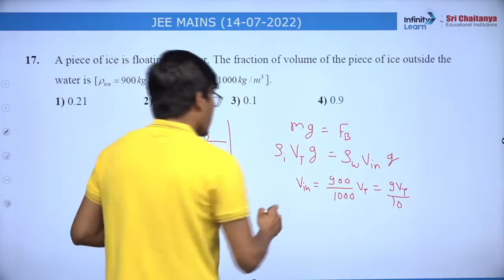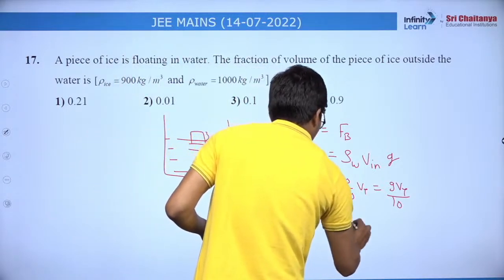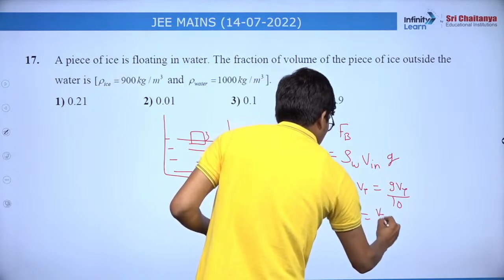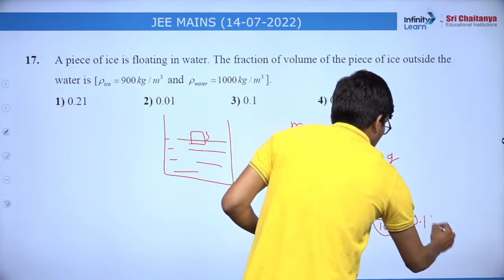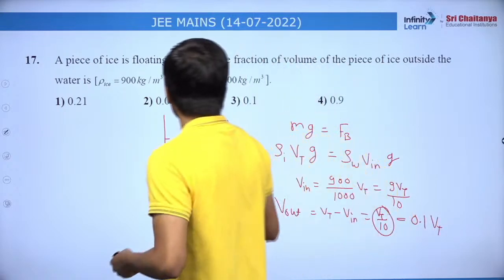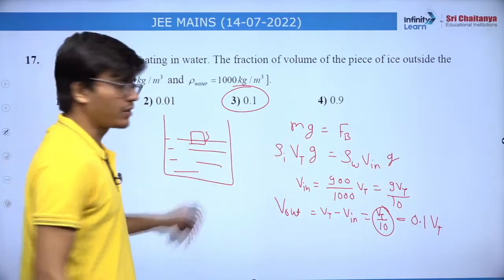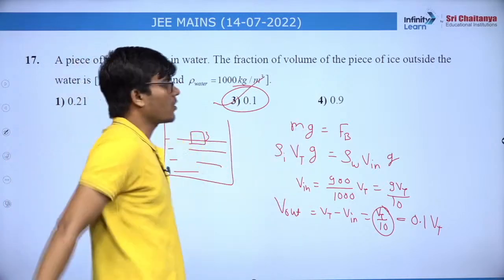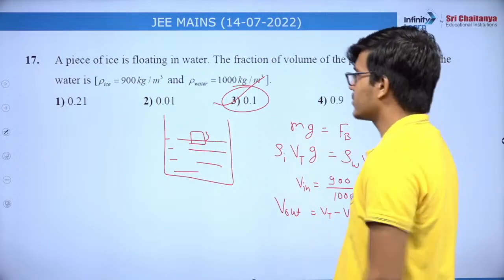So how much is outside? You will do total volume minus V in, right? So that will be total volume by 10. You can write it as 0.1 times the total volume is outside of the water. So the third option is the right answer. Simple question. Moving ahead.